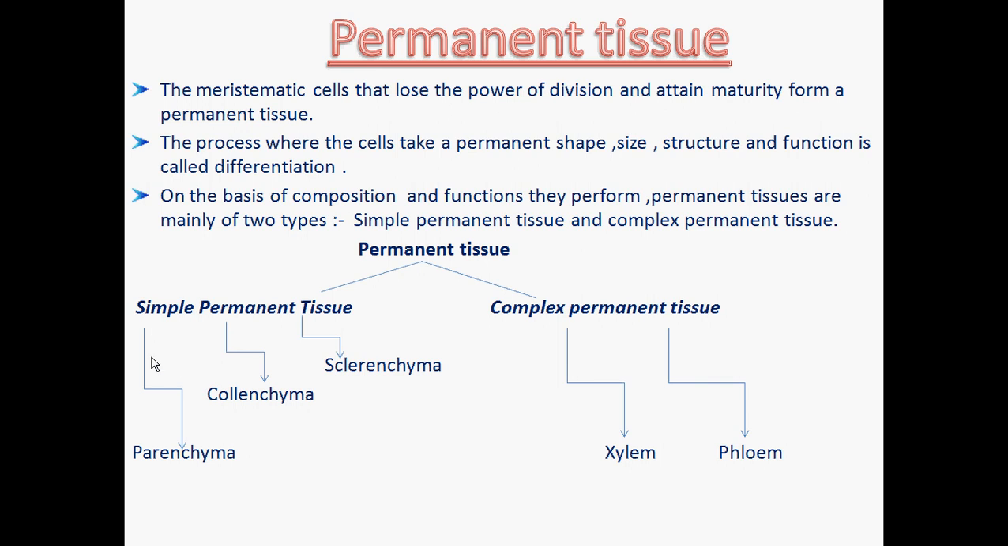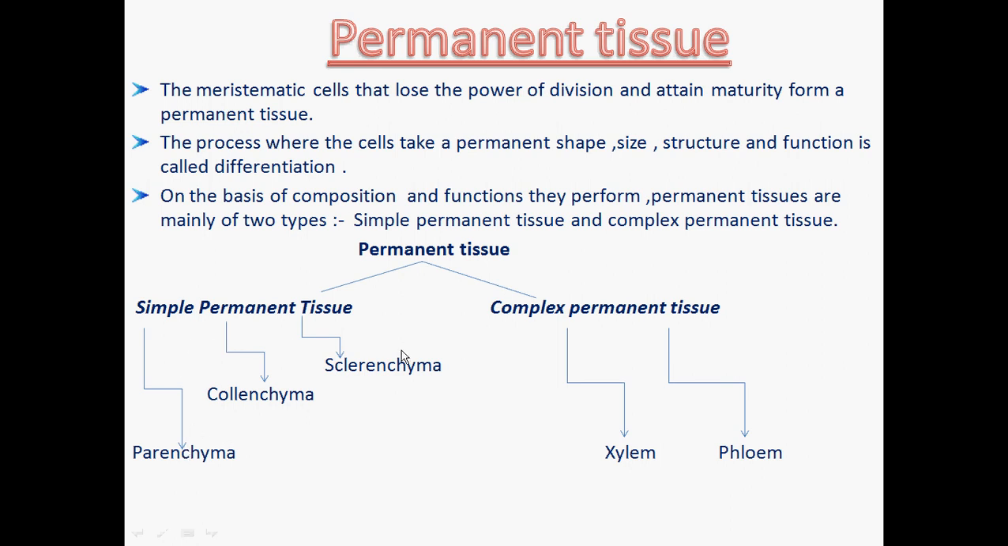It might be a parenchyma tissue, which is a simple permanent tissue, or it might be a collenchyma tissue, or it might be a sclerenchyma tissue. All these three different types of tissues, which are named simple permanent tissue, have a specific function to perform and act as a permanent tissue to perform a specific and specialized function. In this class today we are going to study all these different types of simple permanent tissue one by one.